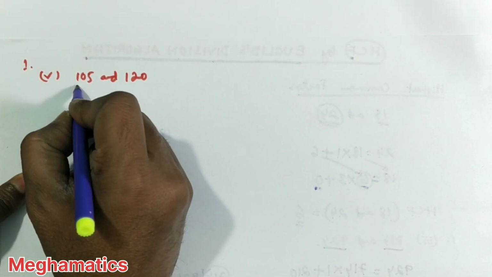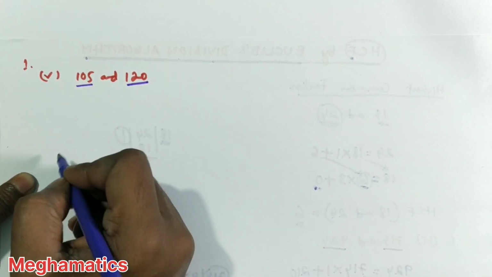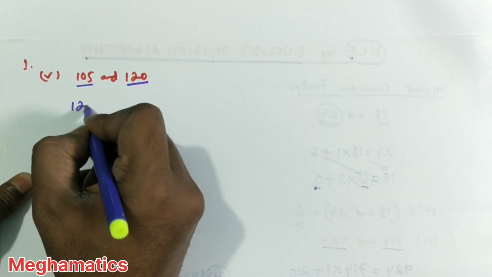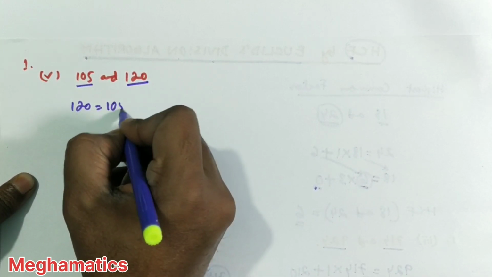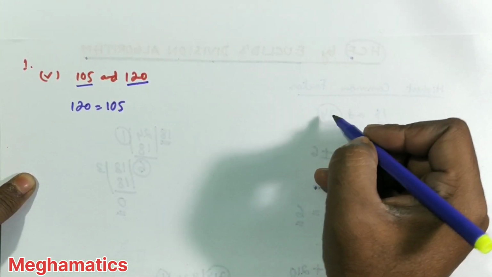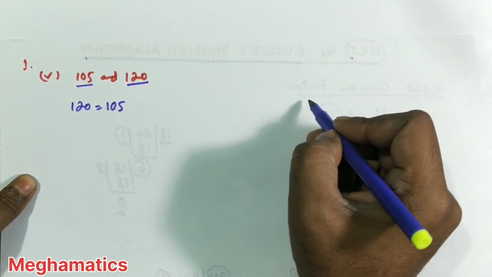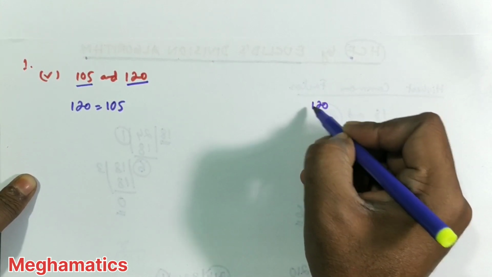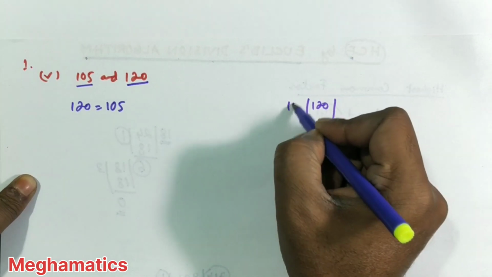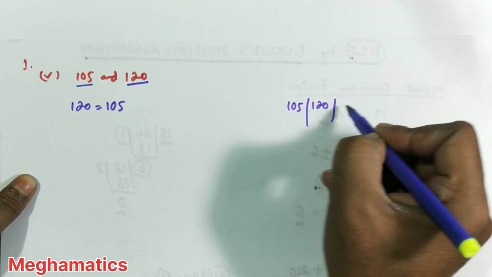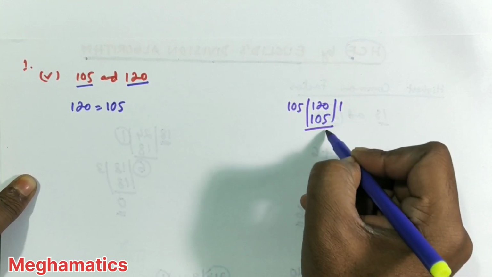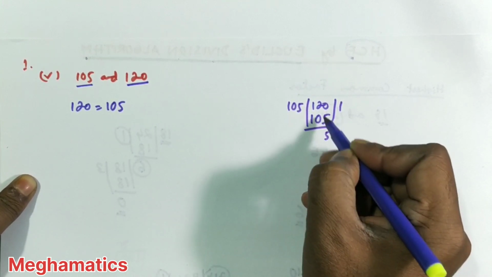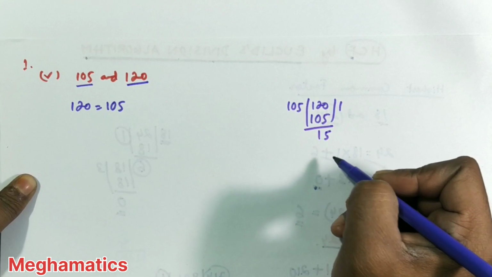If we compare these two numbers, again this 120 is the bigger one, so we need to write 120 first. Is equal to, then we need to write the smaller number. Then we will practice the long division method. So 120 here, then we will have to divide by 105. If we divide it, we will get 1 time here, so 105. Then the remainder will be 15.